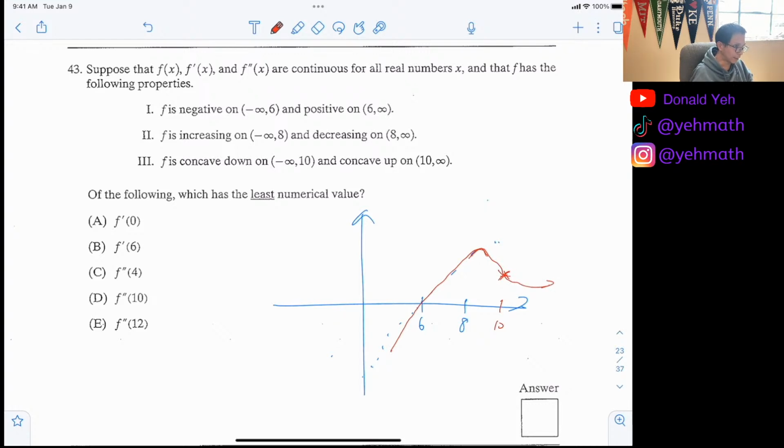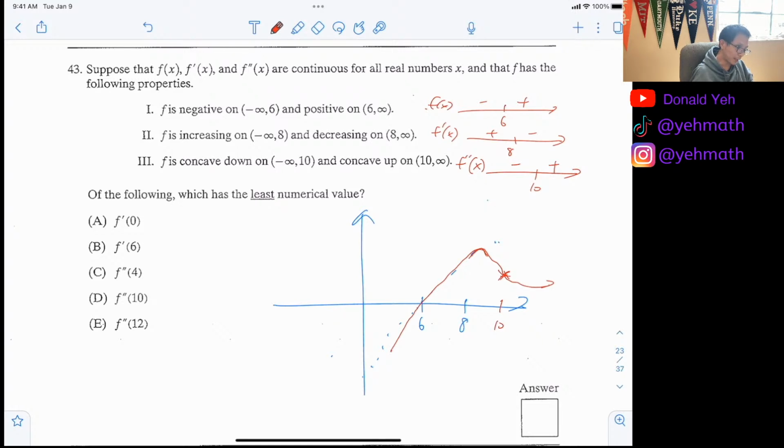So then some people do number line tests. So the number line test, this is f of x. This is 6. This is negative, this is positive. F prime of x is going from 8. This is positive, this is negative. F double prime of x is equal to 10. And this one is negative, this one's positive. Any question here?